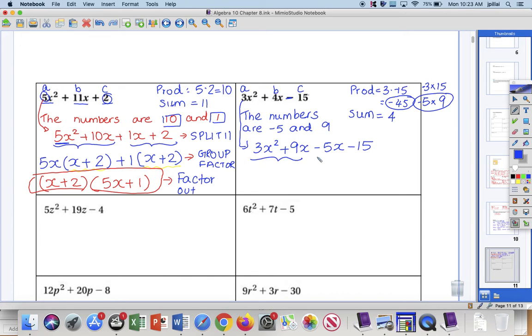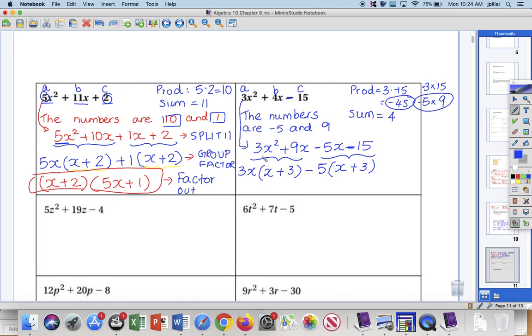Now group and factor. So I group these two. The common factor for 3x squared and 9x is 3x. That leaves you with x plus 3 minus. So here, please watch your signs. You have a minus and a minus. Therefore, the common factor would be a negative 5. All right? That will leave you with x plus 3. Okay? So what did I do here?